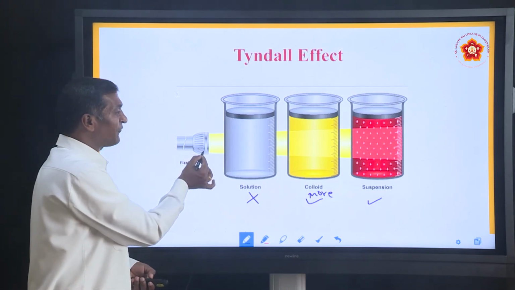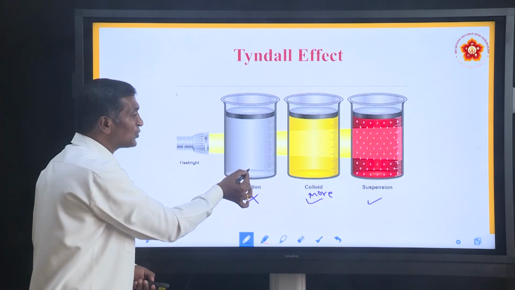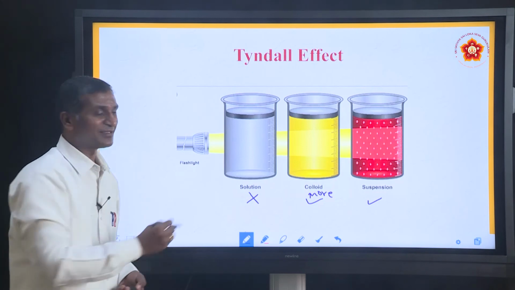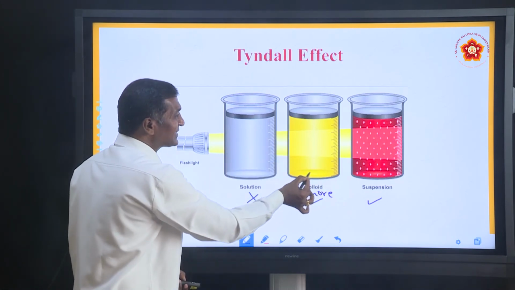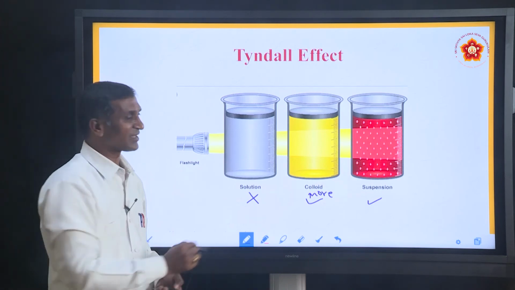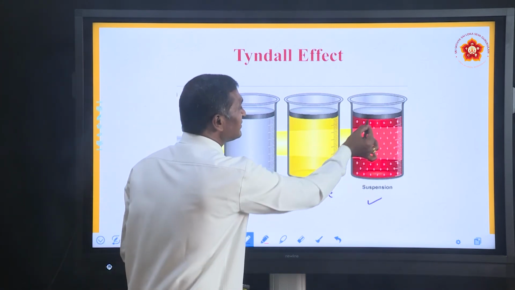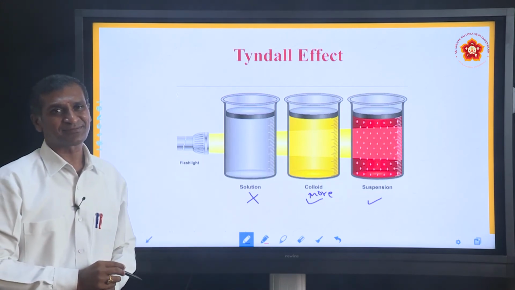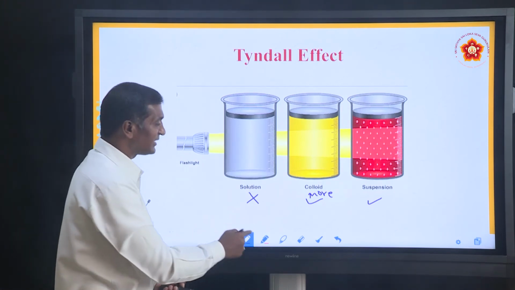When a beam of light is passed through a solution, there is no Tyndall effect, no scattering of light. But the light is scattered in the colloidal solution. In suspension, some amount of light is scattered. So, this is about the Tyndall effect.